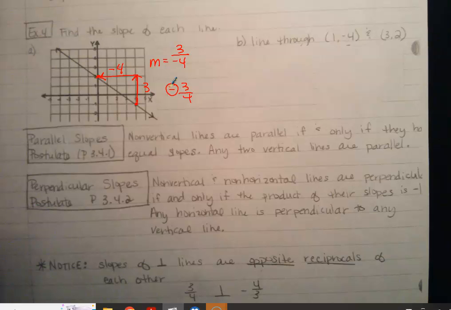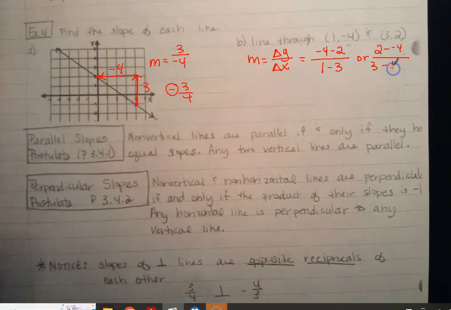That's good. All right, B, a line that goes through 1, -4, and 3, 2. Well, we're going to have to use that change, right? m equals the change in y over the change in x. Okay, so we do -4 minus 2 over 1 minus 3. That's the other thing with this one. You can do these in any order because the formula actually says y2 minus y1. So you could do 2 minus -4 over 3 minus 1.